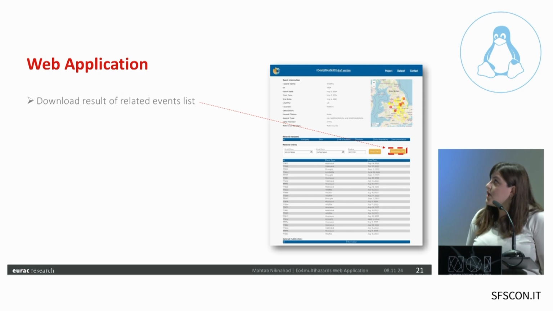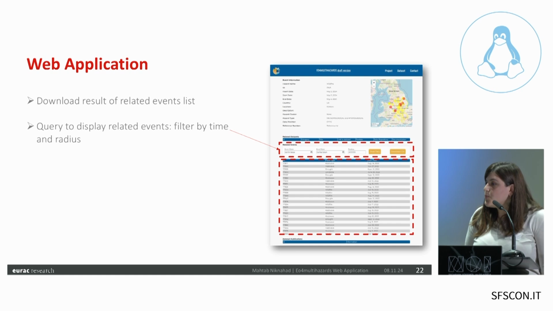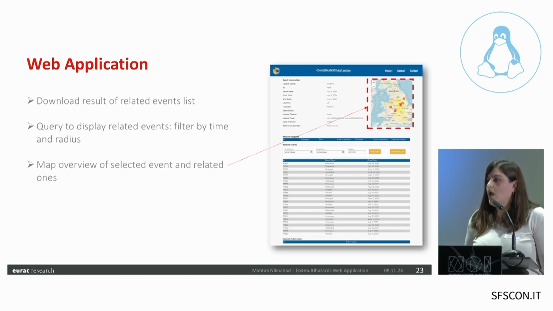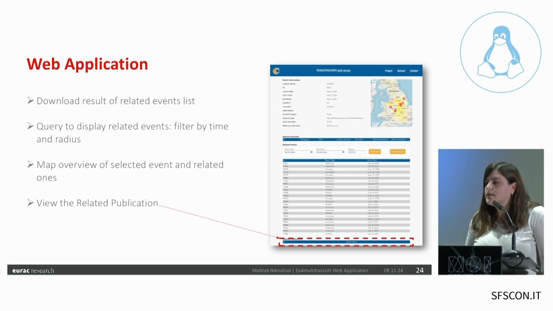As the second page, there is the possibility to download the result of the related events list. It is also possible to query in order to display the related events based on the main events. It is also possible to filter the related events based on time and radius. There is also a map in order to overview the selected event and also related events. It is also possible to view the related publications which are related to this event.